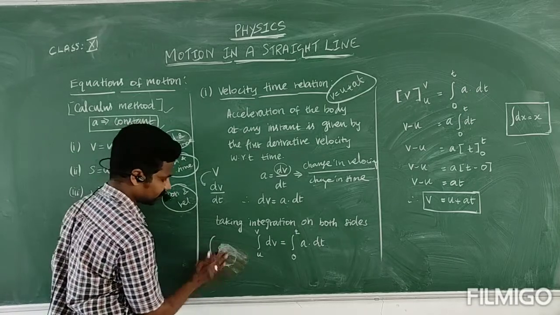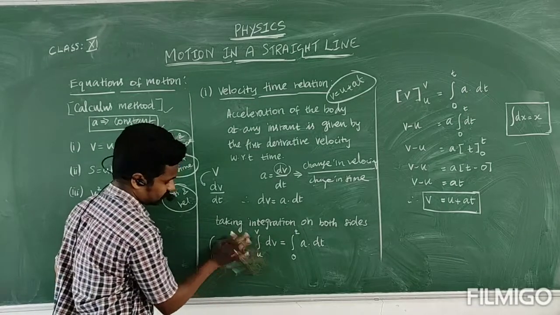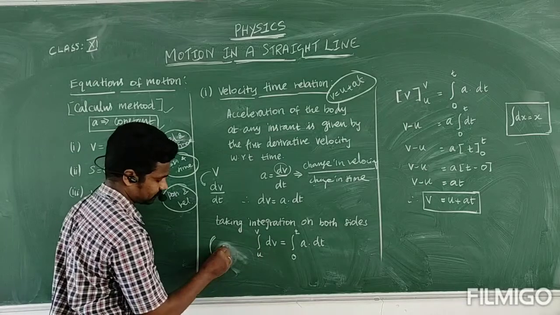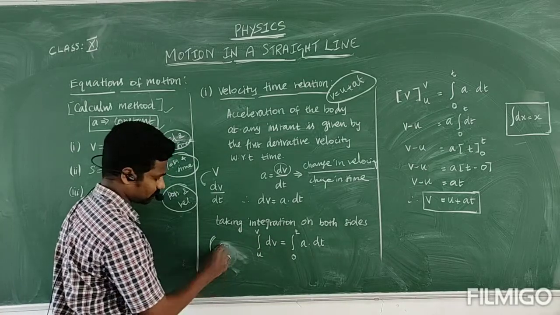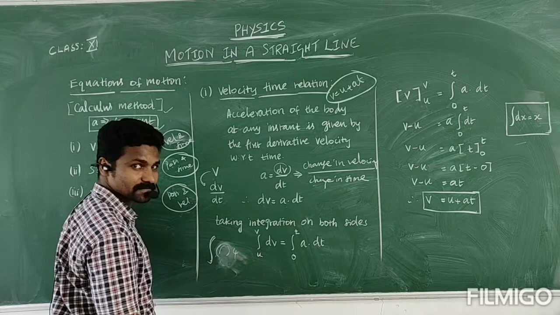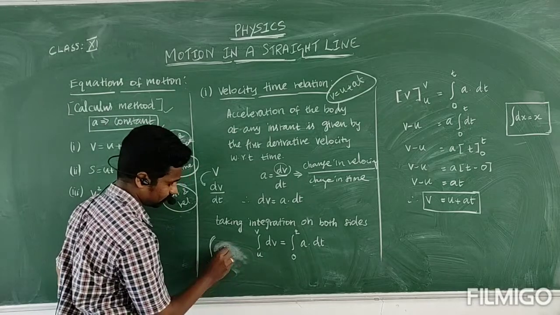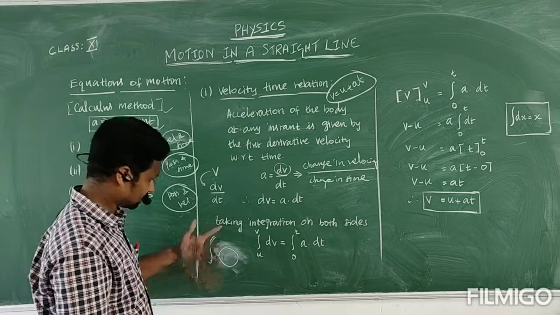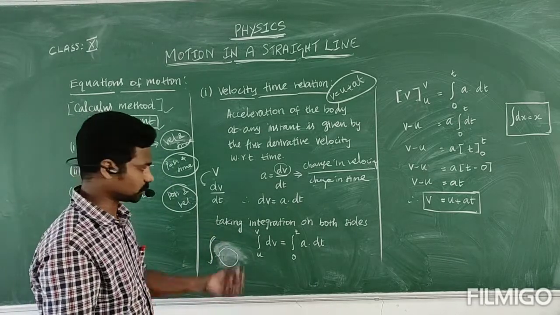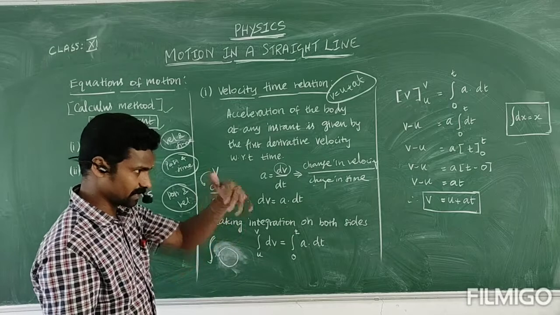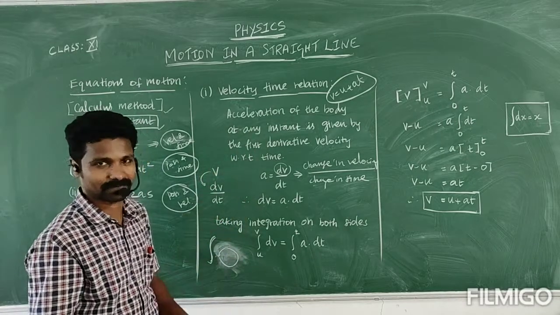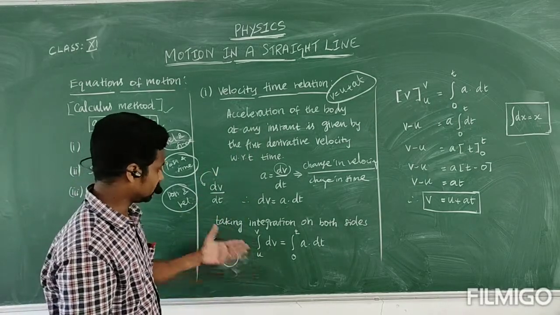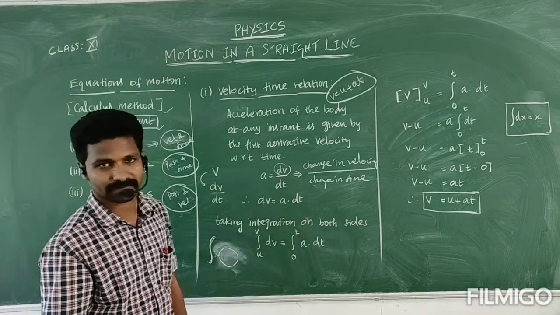The integration of this one, how many times? Four times: one time, two times, three times, four times. So it is integration. We have to calculate the total value, so we take integration on both sides.